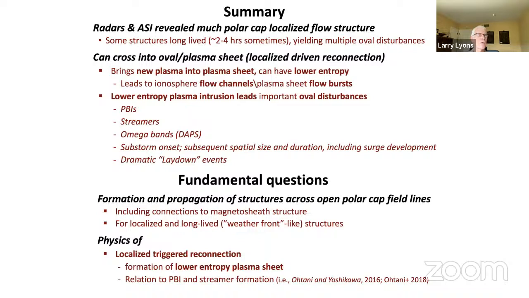And why does it want to occur where it's east-west aligned? Sort of a transition from the interchange instability to this other instability, which is kinetic. And so why does it want to occur there?